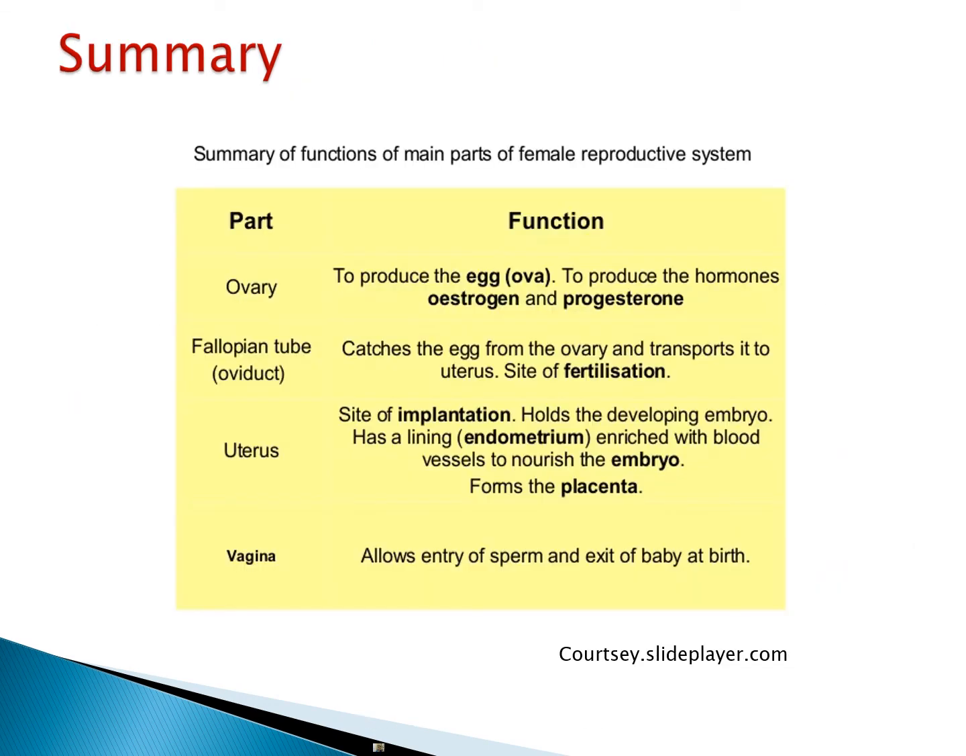So now coming to the summary of the female reproductive part. This part contains the ovary, fallopian tube and uterus. The ovary, as we know, has the main role of producing eggs along with the hormones. The fallopian tube transfers the egg and is also the site of fertilization. The uterus is the site of implantation and holds the embryo. And the vagina allows the entry of sperm and the exit of the baby at the time of birth. So I hope that this topic will be clear to you.